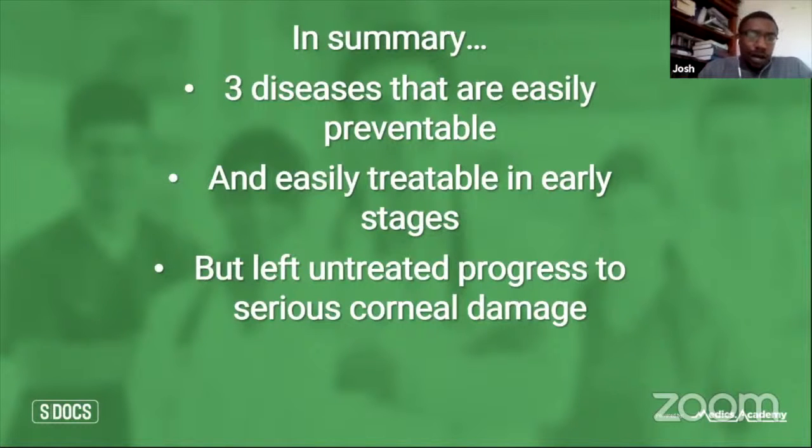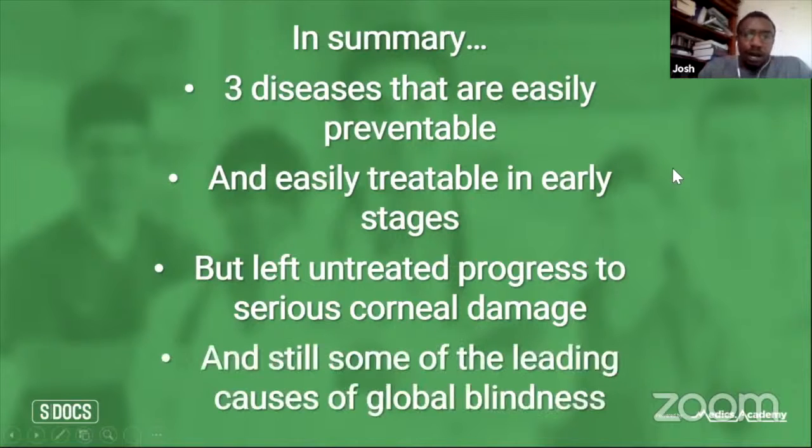So you can really see why it's so important to prevent these diseases. And that last bullet point is just to reiterate that point. These are 3 easily preventable diseases, and yet they're still some of the leading causes of global blindness and visual impairment. Please look back at part 1 if you want to see other causes of global blindness and visual impairment.